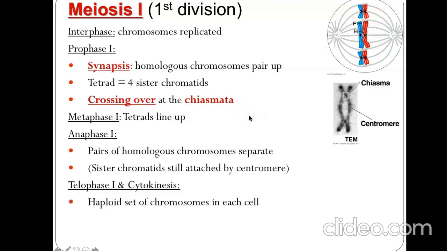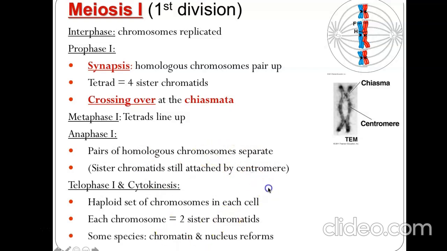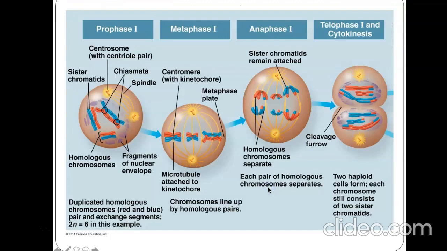All right, and then what you end up with is a haploid set of chromosomes that has chromosomes with their copies, and each chromosome has 2 sister chromatids. So, yeah, you don't need to write anything down for that. All right. Here's a picture of what I just discussed.